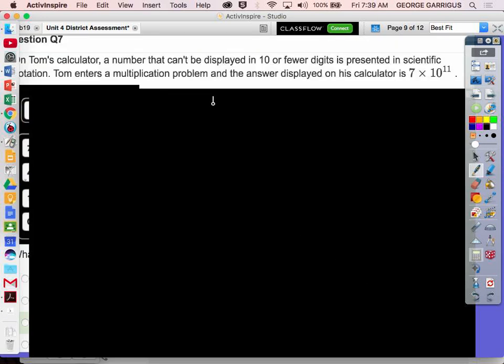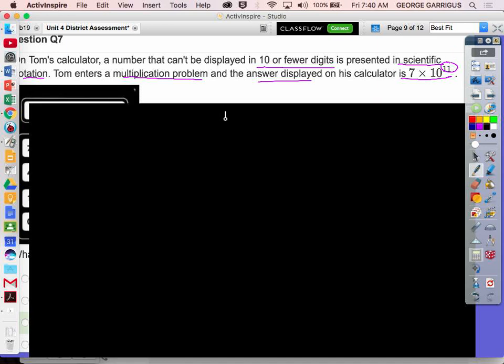Question 7. In Tom's calculator, a number that can't be displayed in 10 or fewer digits is represented by a scientific notation. So what does that mean? It means that his calculator, if the number is bigger than 10 digits, it shows the answer as scientific notation. So he enters this number in a multiplication problem. The answer is 7 times 10 to the 11th. We know, is that going to be a large number or a small number? Where the exponent is 11. That means there's going to be 11 zeros, and it's very large.